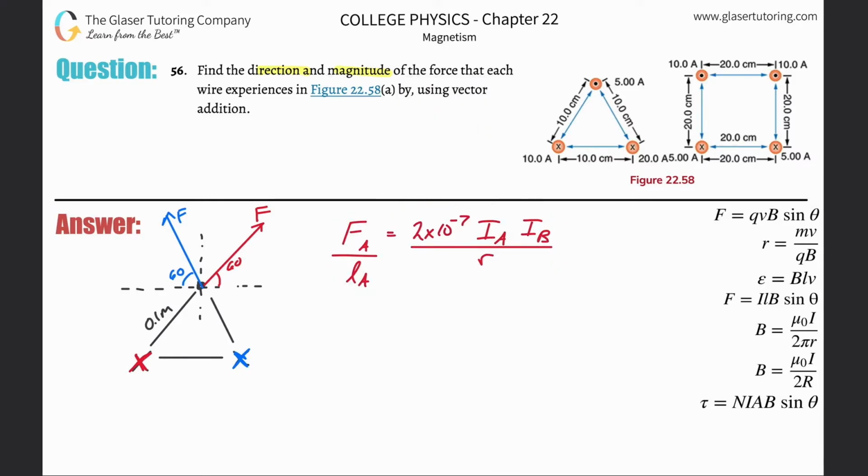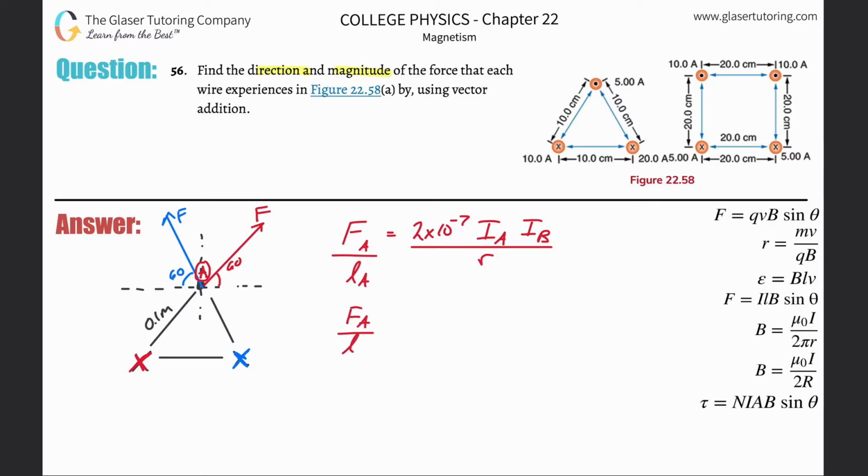Okay, and there's the red. All right. Now, what's A and what's B? Well, A is the wire you're finding the force on, and B is the current that is producing the magnetic field on that wire. Okay, that's the whole idea. So let's start plugging in some values.